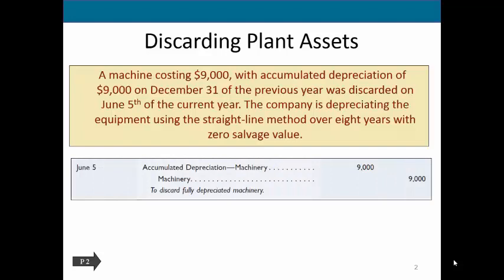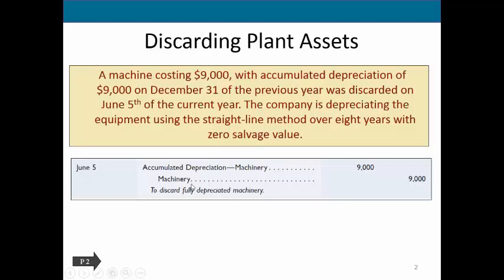So let's look here. We had a machine that originally cost us $9,000 that was fully depreciated as of the end of the previous year. So we don't need to update any kind of accumulated depreciation because it's already fully depreciated, and now we are actually writing this off, meaning we need to take it off the books. So the machine was originally on our books at $9,000. Remember, the machinery is an asset, so it was on our books as a debit. So to get rid of it, that's why we are crediting machinery.